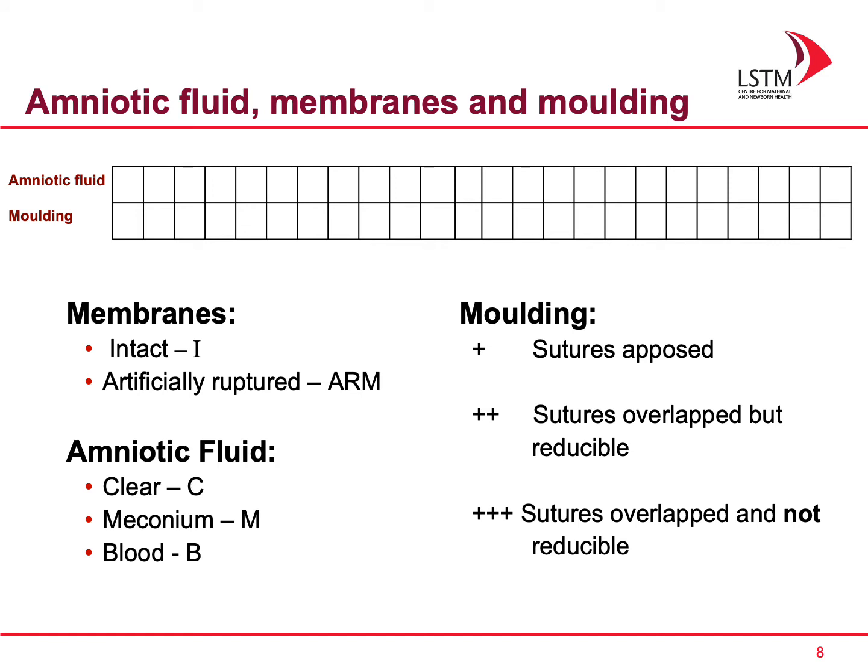Findings on vaginal examination are recorded. If the membranes are intact, it's recorded as an I, or if an artificial rupture of membranes takes place, that's recorded as an ARM. If amniotic fluid is clear, it's a C, or an M for meconium, or it may be B for blood. On vaginal assessment, if the fetal skull bones are opposed, moulding is recorded as 1+. If the sutures are overlapping but reducible, 2+, and if the sutures are overlapped and not reducible, 3+.